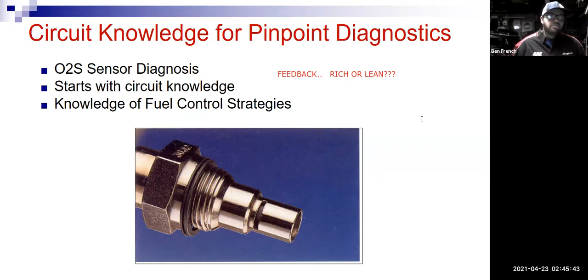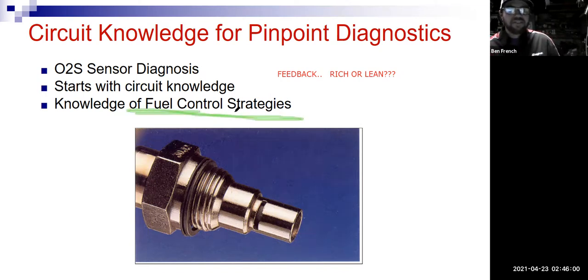So if we're going to trust what the O2 sensors are telling us on our scan tool, we got to kind of know how they work as well, right? So we're going to shift gears a little bit, talk a little bit about oxygen sensors and a little bit about fuel control strategies, okay? Because this is an important thing. It's like you can't do one without the other, right? If you don't have any circuit knowledge, essentially, you're pretty much limited to pulling codes and throwing parts at the car that relate to the codes. We got to have some knowledge to try to start deciphering this data, right?